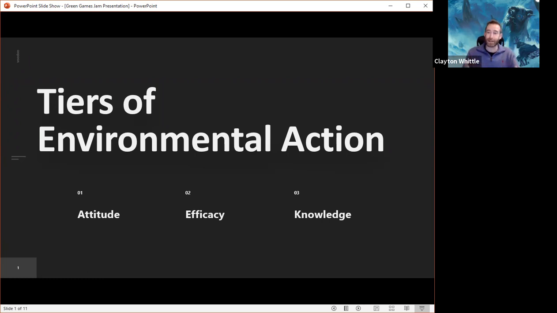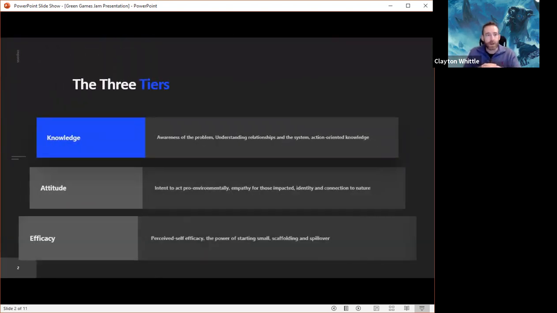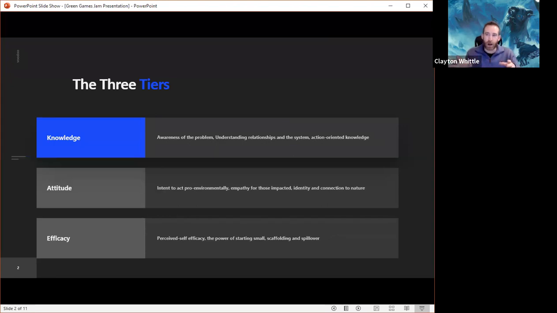These three ideas, attitude, efficacy, and knowledge, are the industry standard, if you want to call education an industry, of how we understand what someone needs to be individually a pro-environmental actor. I'm going to start with knowledge, but here is a quick overview of what they all mean. Knowledge usually involves an awareness of the problem, right? You have to know that climate change is an issue. It also means understanding the relationships in the system, knowing why your actions are important in that system, and having action-oriented knowledge, meaning knowing how to influence that system.